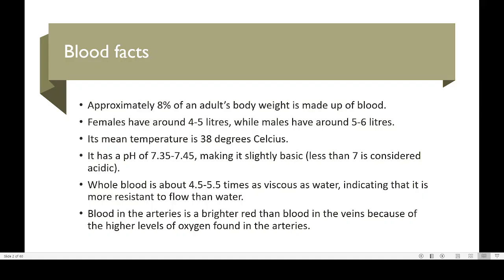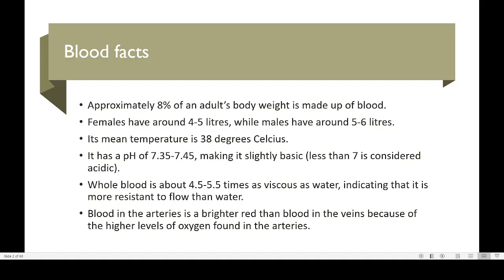Now whole blood is 4.5 to 5.5 times viscous. Viscous means thicker. That is why we always say blood is thicker than water, because the same thing applies here. It is 4.5 to 5.5 times thicker or viscous than water, which indicates its rate of flow. If you take a drop of water and a drop of blood, blood will be moving very slowly. That is the functional meaning of that sentence.